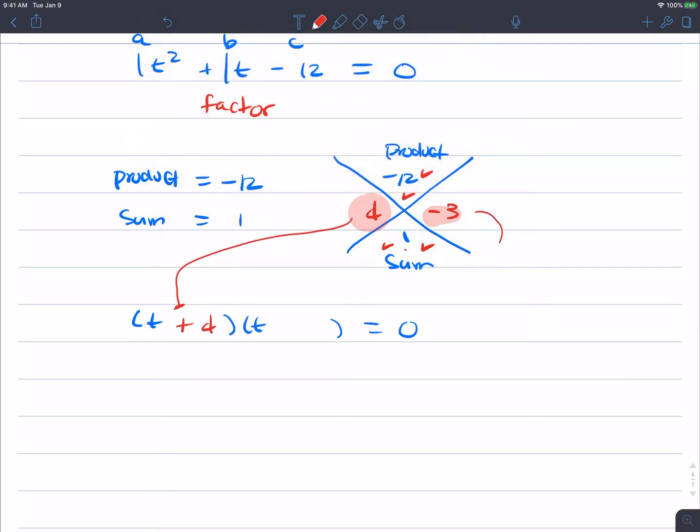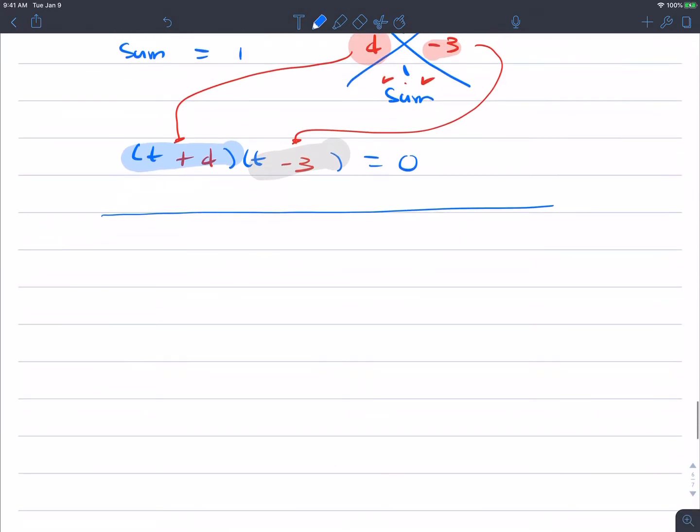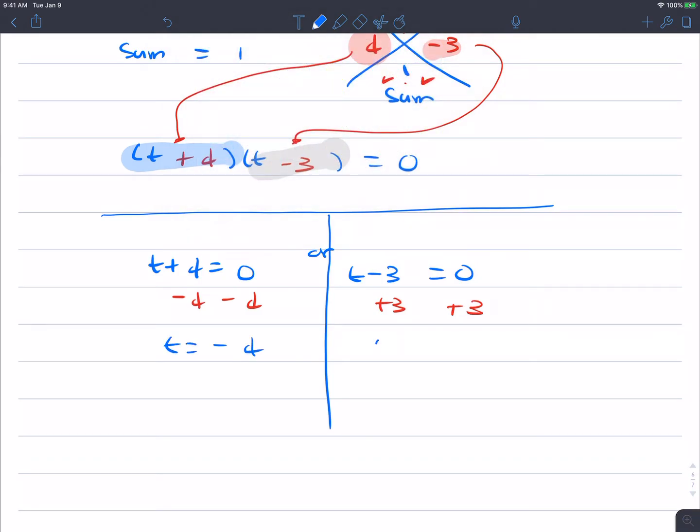Positive 4, negative 3. So again, by the zero product rule, first term times the second term equals 0. T plus 4 is 0, or t minus 3 is 0. So at this point, we're going to subtract 4 from both sides. We're going to add 3 to both sides. We get t is negative 4, and we get t is positive 3.